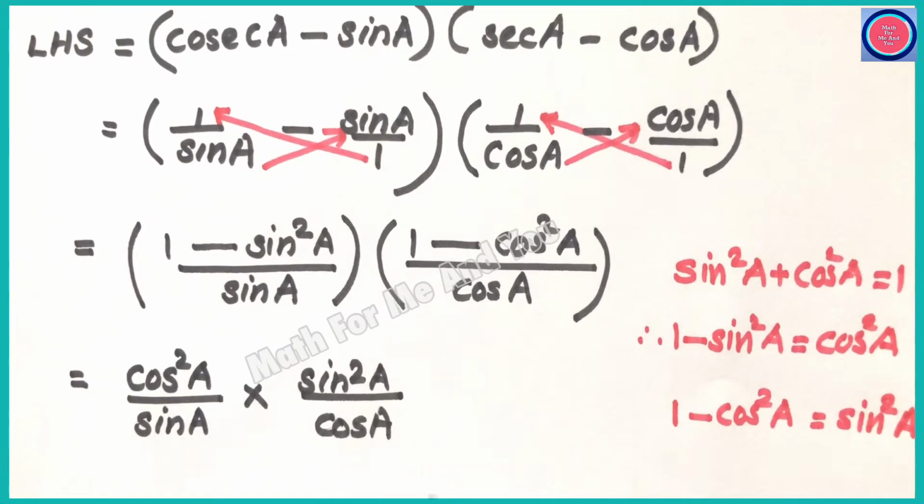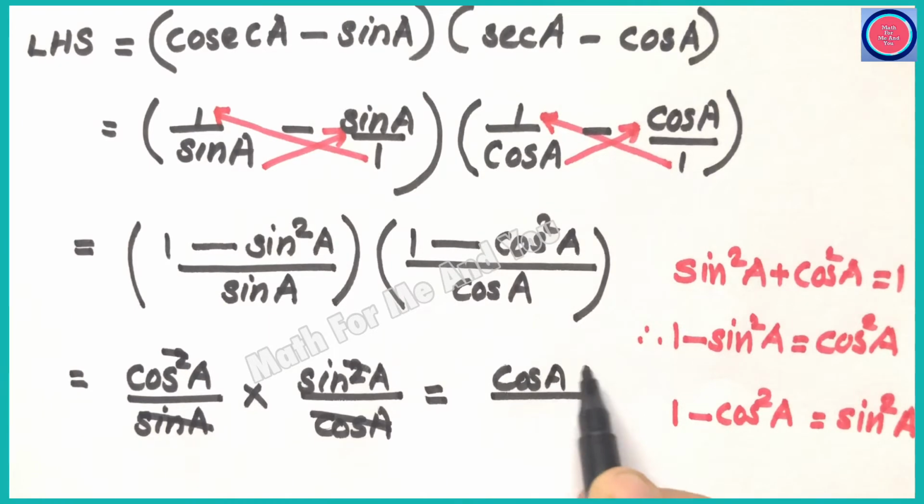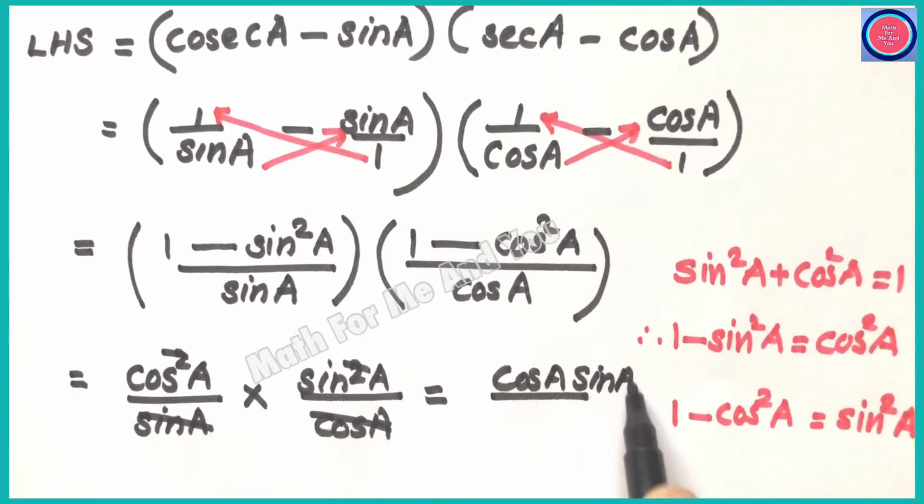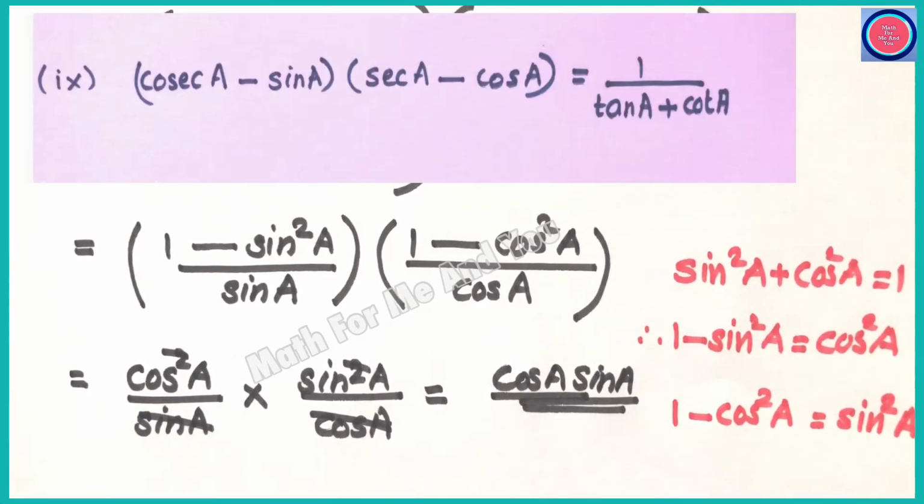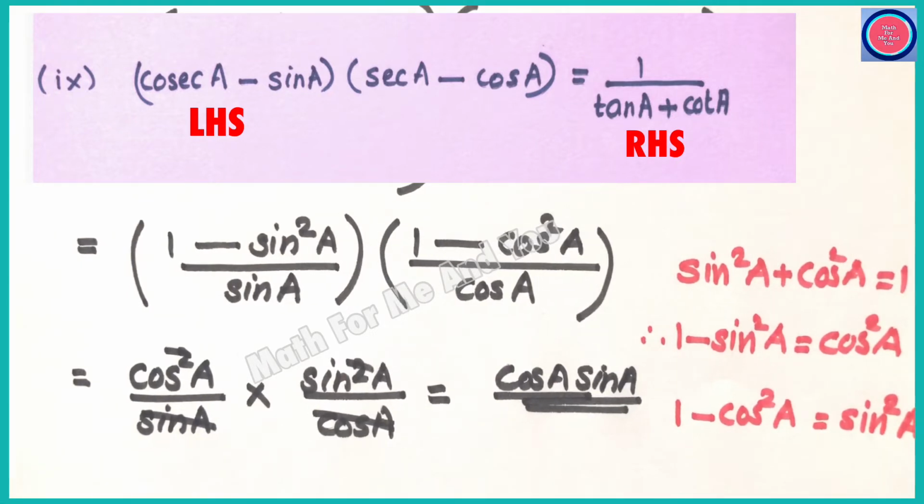From the numerator we can cancel one cos a with the denominator, and also one sin a we can cancel from the numerator and denominator, which is equal to cos a times sin a. But is this the RHS? No, this is not the RHS. This is not what we need. So what we can do is take the RHS, 1 by tan a plus cot a, and simplify, and let's see whether we get this cos a times sin a as the answer or not.